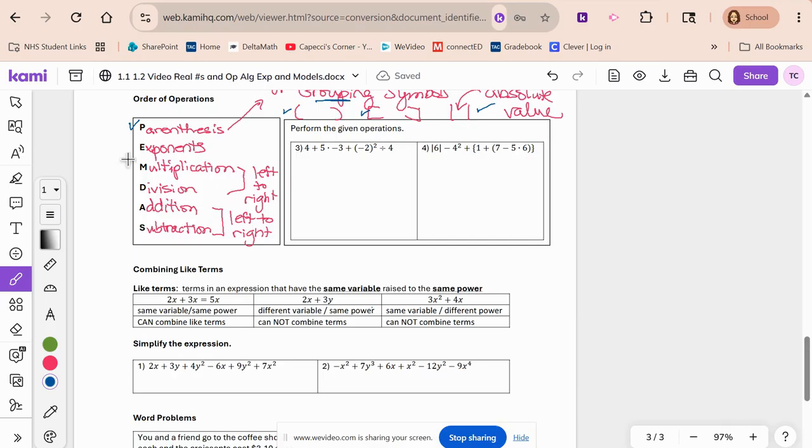From there, we move on and we have exponents or powers. And then we have multiplication and division from left to right. We do those at the same time. And the same thing, we do addition and subtraction at the same time. Again, moving left to right.